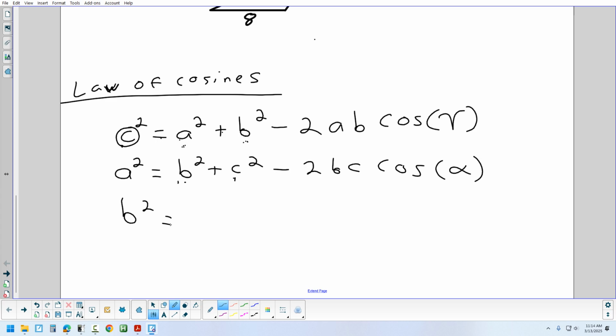How about the one that starts with B squared? A squared plus C squared minus 2AC cosine beta, the cosine of the angle across from what you started with. Yep. So those are all called the law of cosines.